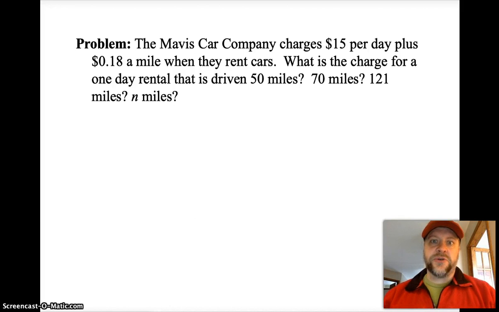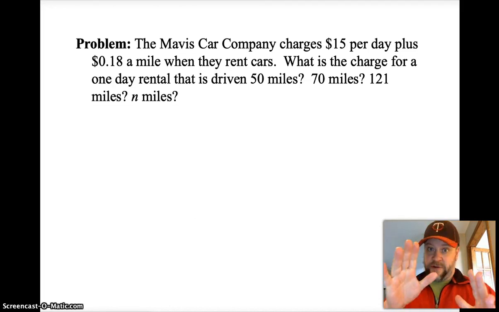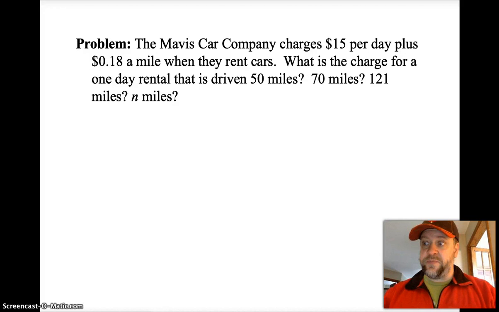Well, the first thing we need to do is look at this through the language of algebra. We did some practice of turning English into the language of algebra. So let's look at this. I have $15 per day plus 18 cents a mile when they rent cars. That means for every 1 mile, it's going to charge me 18 cents. But then it's also going to charge me a flat fee of $15. So whatever I get, I'm going to have $15 plus the other pieces.